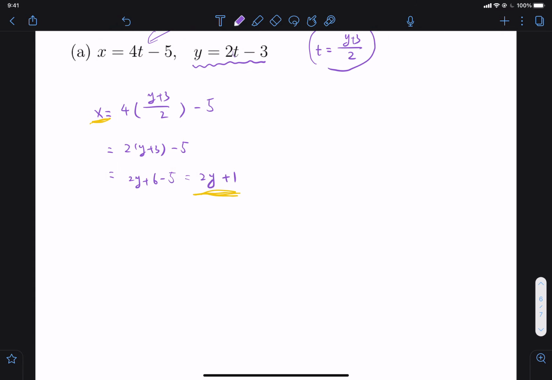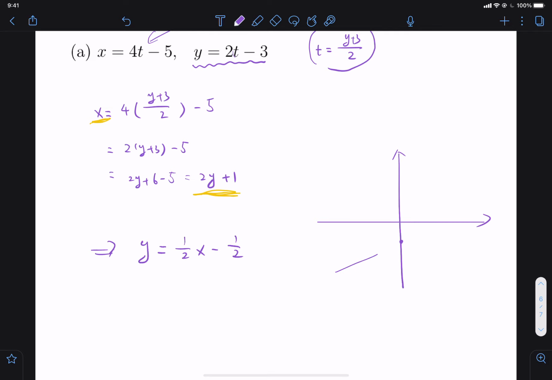Maybe write that as y equal to x minus 1 divided by 2. That is y equal to 1 over 2x minus 1 over 2. Right? The graph is kind of like that. Minus 1 over 2 here. This is 1 over 2x. And this is going to be 1 over 2. Okay.